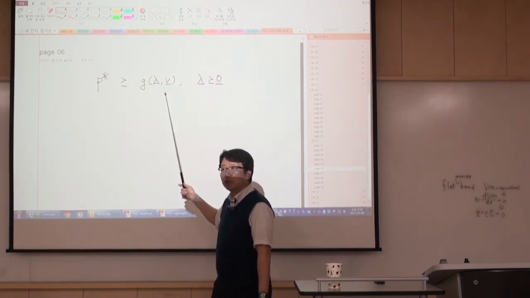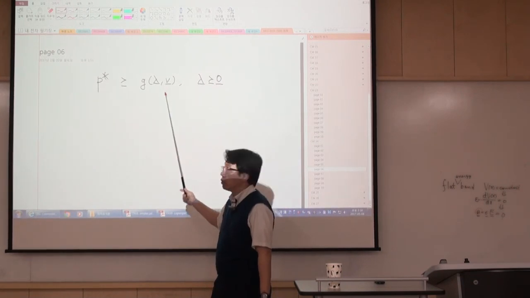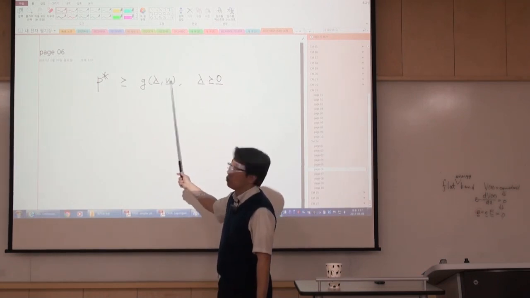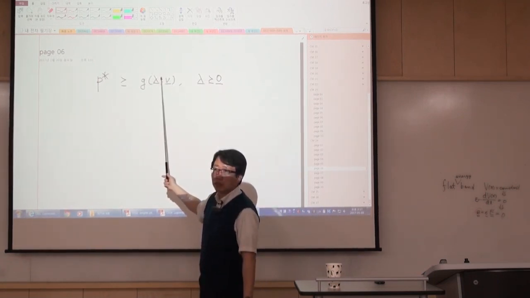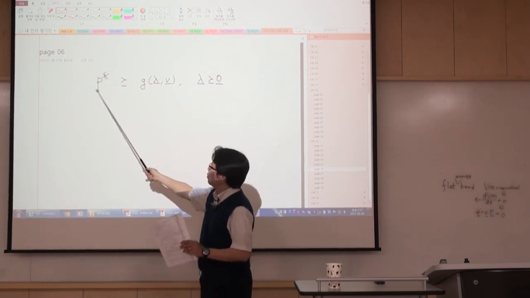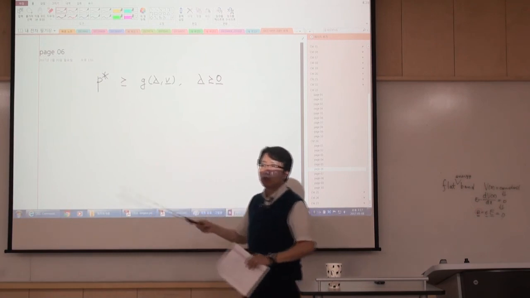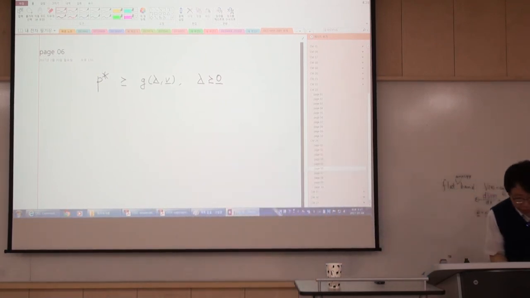Now, what do you want to do further? Because this value for just arbitrarily chosen lambda and nu may be very loose. Now, what can you do? In order to make this tight, you want to now maximize this g function. So, the new problem is this: maximize the Lagrangian dual function. Of course, this maximization is over lambda and nu. Now, subject to what? The constraint is just this one.